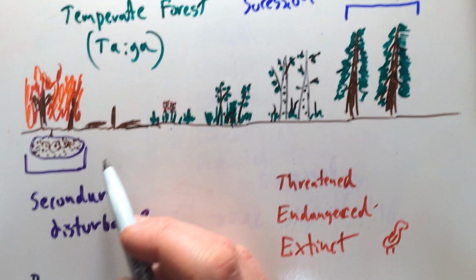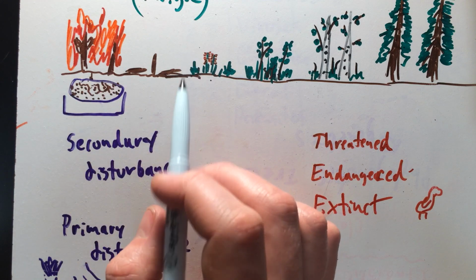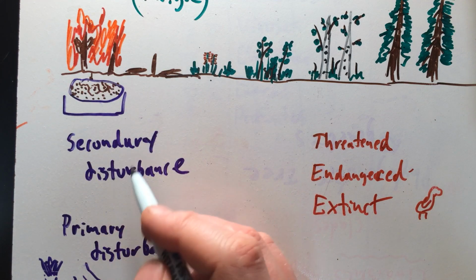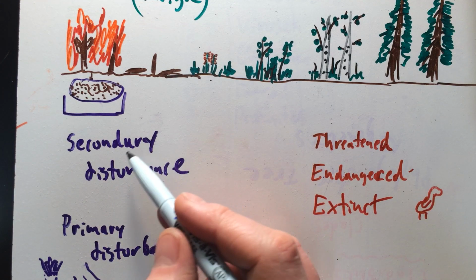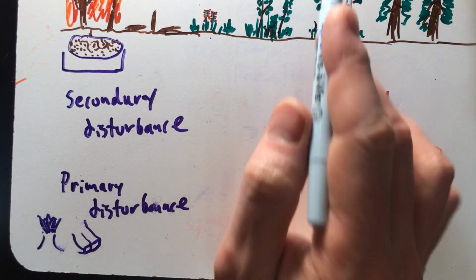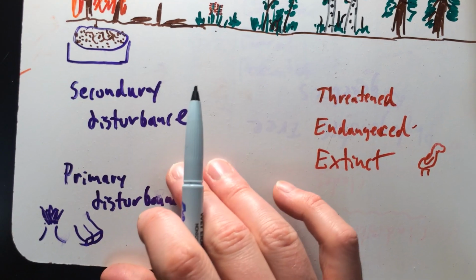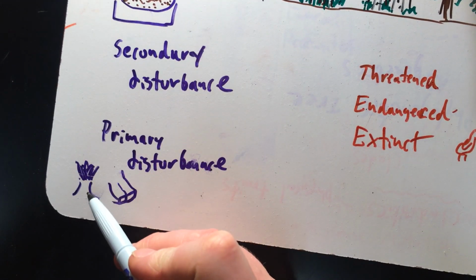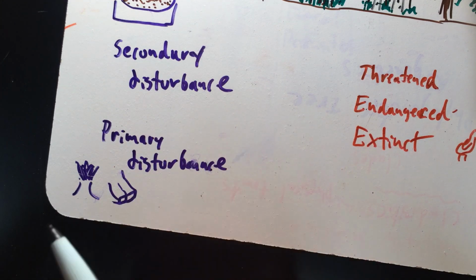So fire here is referred to as a secondary disturbance. If you went and just bulldozed a bare plot of land, that would also be just a secondary disturbance. As long as there's soil, it's considered secondary. Primary disturbances are ones that cause primary succession, and they remove everything, down to bare rock. Or in the case of a volcano erupting, it would just create bare rock, and then life would have to start building soil on that.